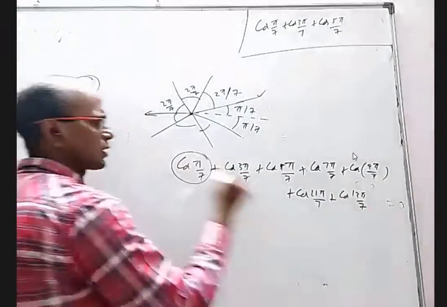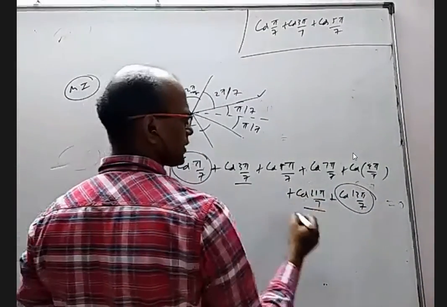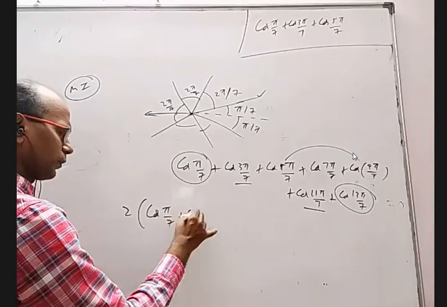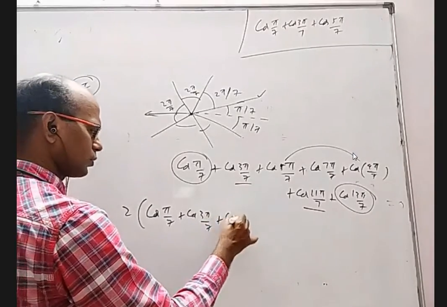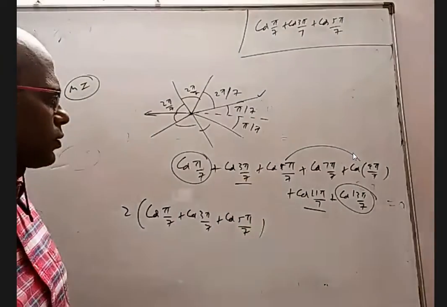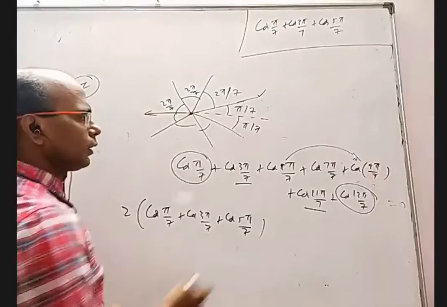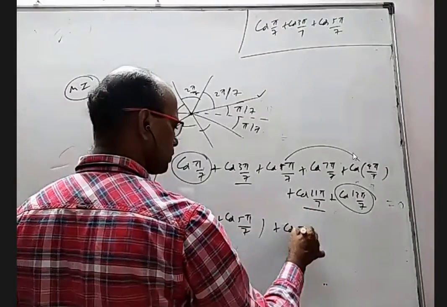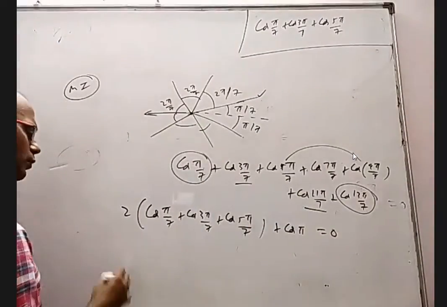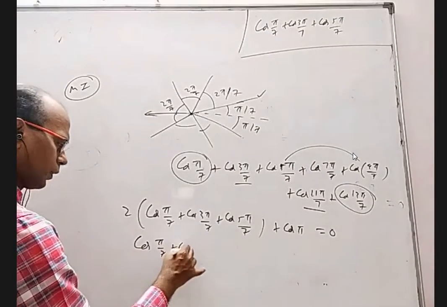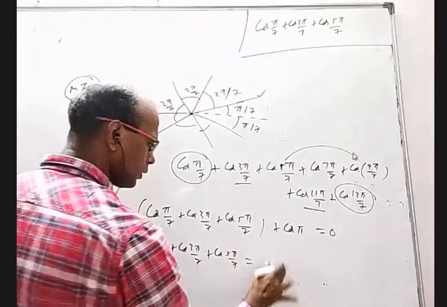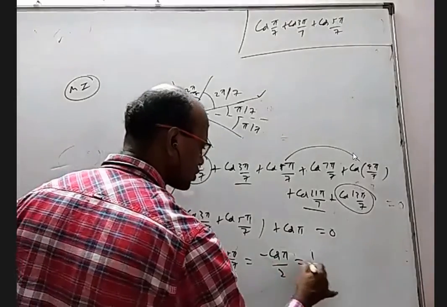But this and this are same, and these two are same. So I'm going to write 2 times cos pi by 7 plus cos 3 pi by 7 plus cos 5 pi by 7, because if this is theta, this is 360 minus theta, and cos 360 minus theta is cos theta. And cos 7 pi by 7 becomes cos pi, which is minus 1. So you will get cos pi by 7 plus cos 3 pi by 7 plus cos 5 pi by 7 equal to 1 by 2.